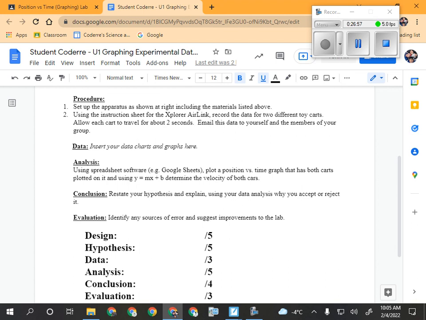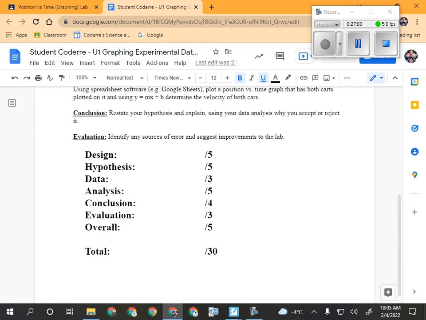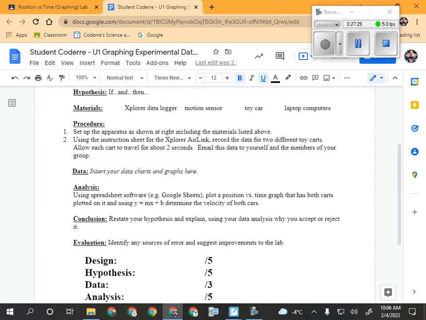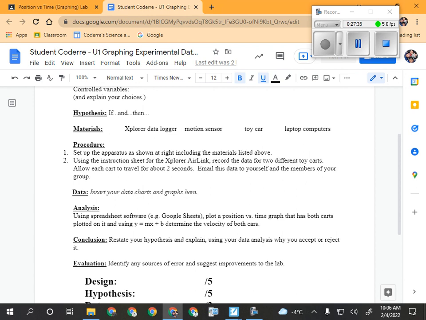All right, so the marks go as follows. The design, so that's your variables, 5 marks. Hypothesis is 5 marks. Your data is 3 marks. Your analysis is 5 marks. Your conclusion is 4. Evaluation is 3, and the overall quality of the report is 5 marks. Now, what goes into the overall part, guys, is things like grammar and spelling and appearance. There's really no reason for this to happen, but if for some reason your report doesn't follow this format, which it better because I laid it out for you, all you have to do is fill it in, you lose marks there.